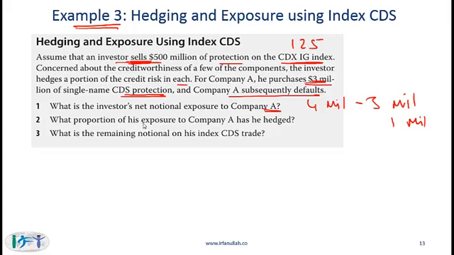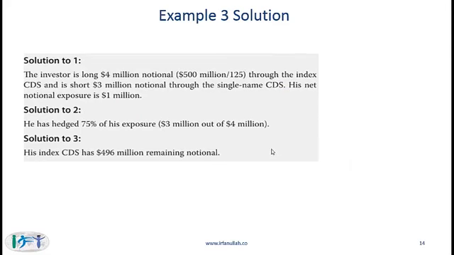What portion of his exposure to company A has he hedged? That answer is 75% because he has hedged 3 million out of 4 million. What is the remaining notional on his index CDS trade? If company A defaults and company A was worth 4 million, then the remaining notional would be 500 minus 4 million, which is 496 million. I would want you to read the solution, and there is something that I'll highlight here.